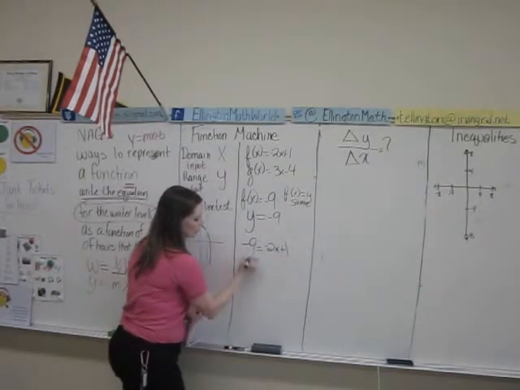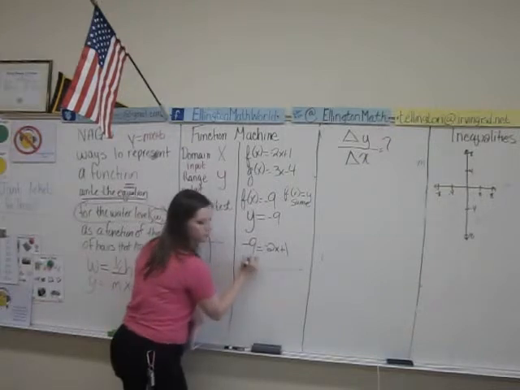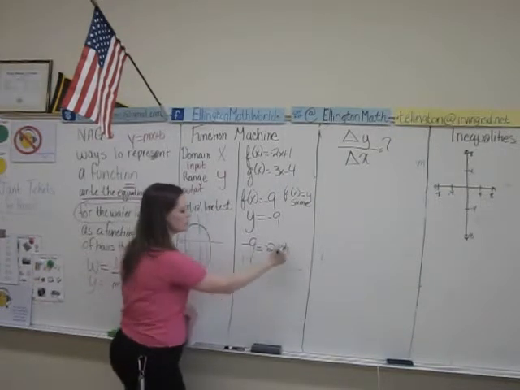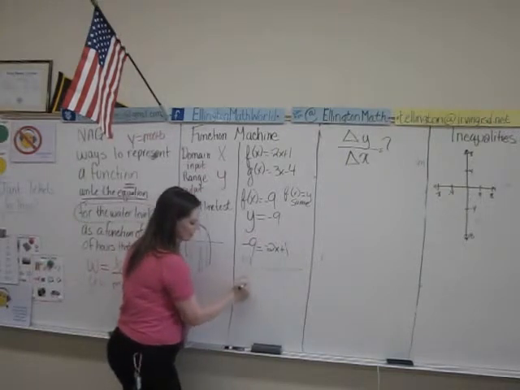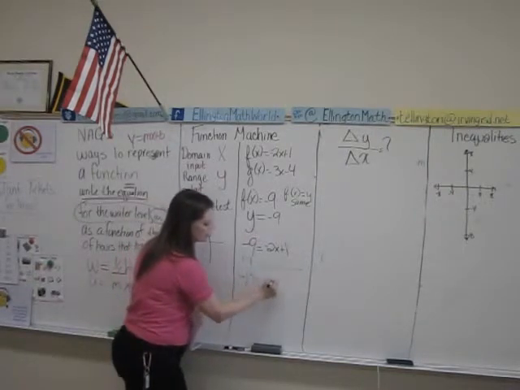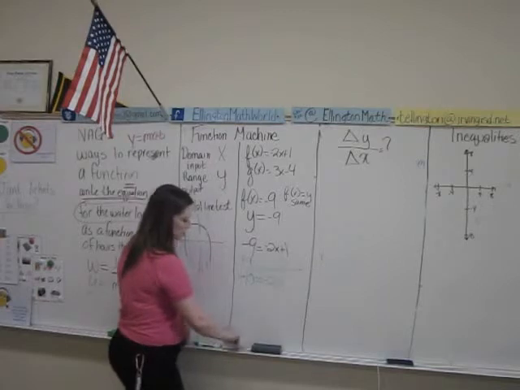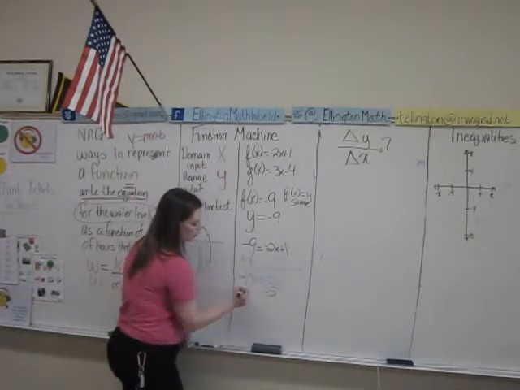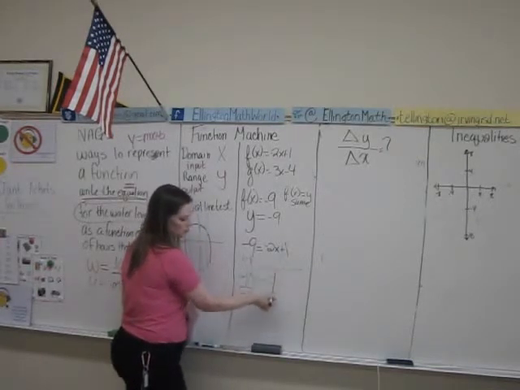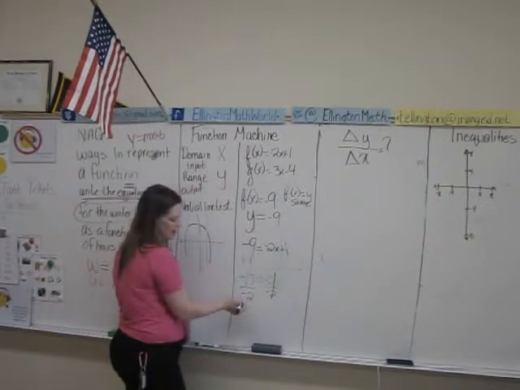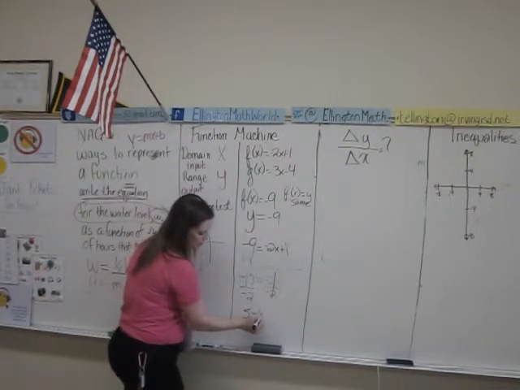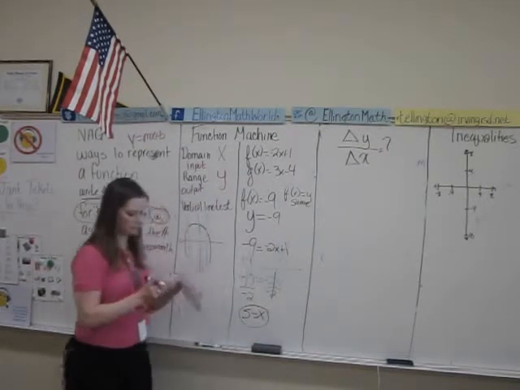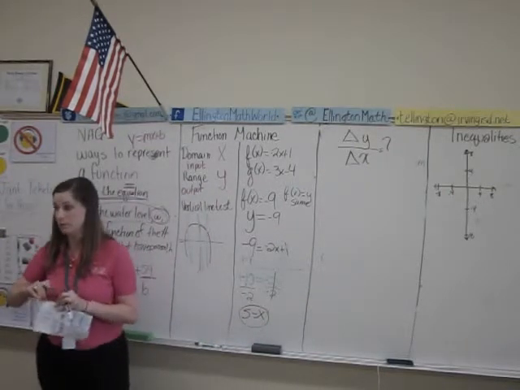Subtract 1 from both sides. Cancels out. Negative 9, negative 1 gives me negative 10 equals negative 2x. I'm going to divide by negative 2 on both sides. This one cancels. Negative 10 divided by negative 2 equals a positive 5 equals x. So that's the second example.